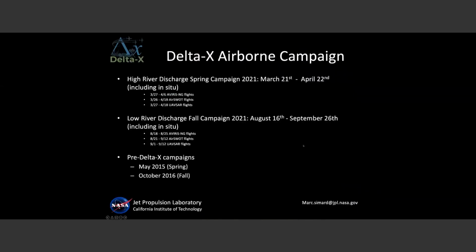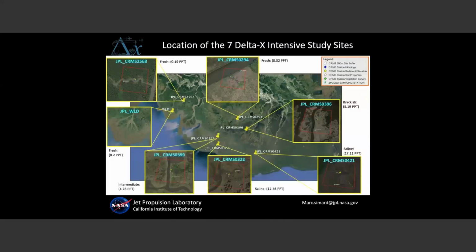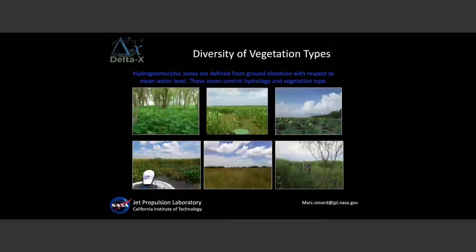All right, so we had two campaigns again. The first one was the spring campaign, March 21st to April 22nd, and then August, September to capture the fall state. So in the field, we cannot be everywhere at the same time. We selected 7 sites to represent salinity gradients and also vegetation types. Here are some pictures of different vegetation types, which are controlled by bathymetry.